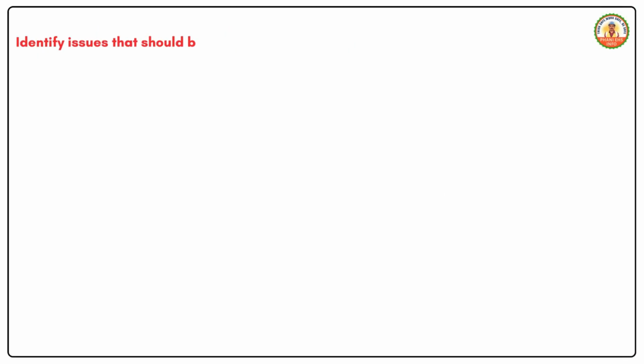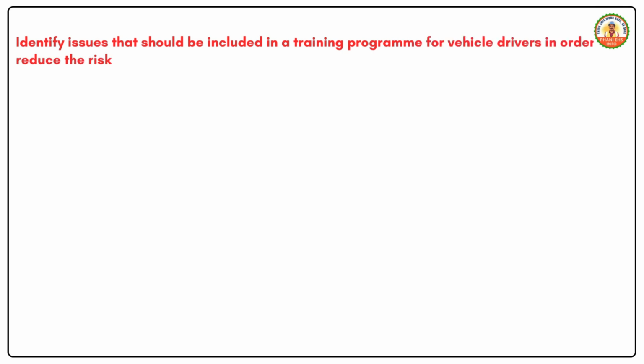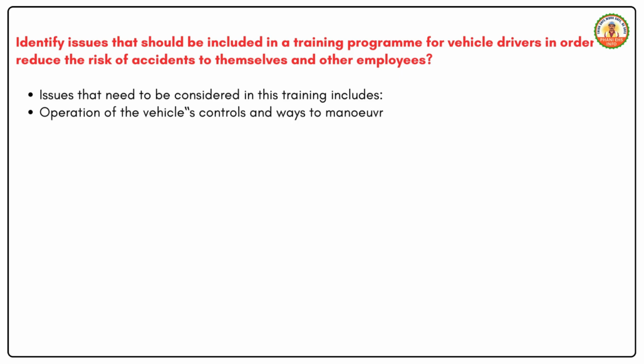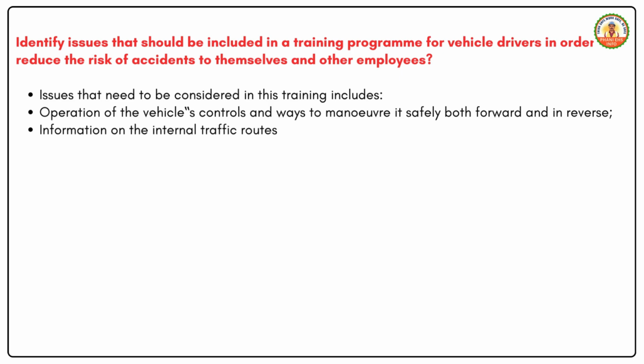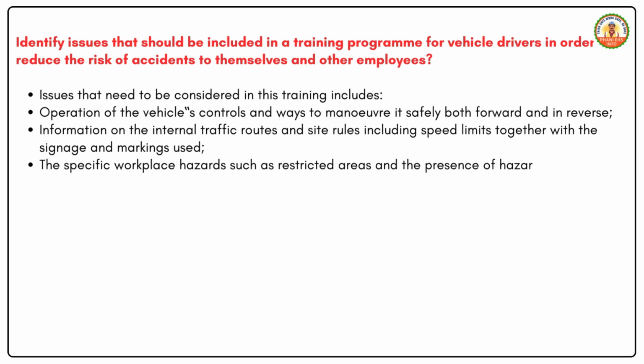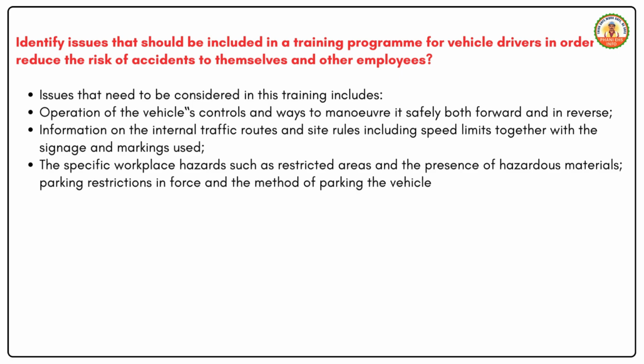Identify issues that should be included in a training program for vehicle drivers in order to reduce the risk of accidents to themselves and other employees. Issues that need to be considered in this training include operation of the vehicle's controls and ways to maneuver it safely both forward and in reverse. Information on the internal traffic routes and site rules including speed limits together with the signage and markings used. The specific workplace hazards such as restricted areas and the presence of hazardous materials, parking restrictions in force and the method of parking the vehicle safely.